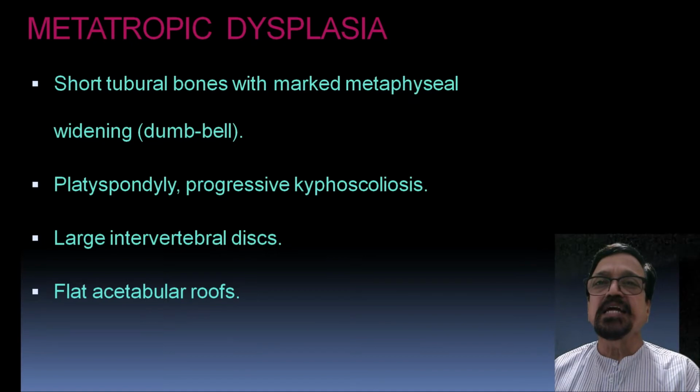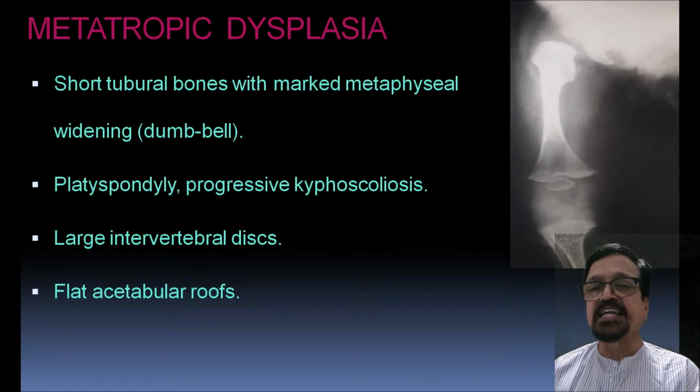Now let us come to the metatropic dysplasia. There will be short tubular bones with marked metaphyseal widening, that is dumbbell shape, then platyspondyly, progressive kyphosis, large intervertebral disc and fat acetabular roofs. So this is how the X-ray should look like.